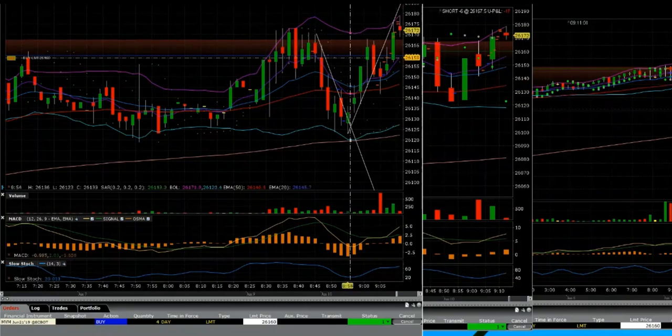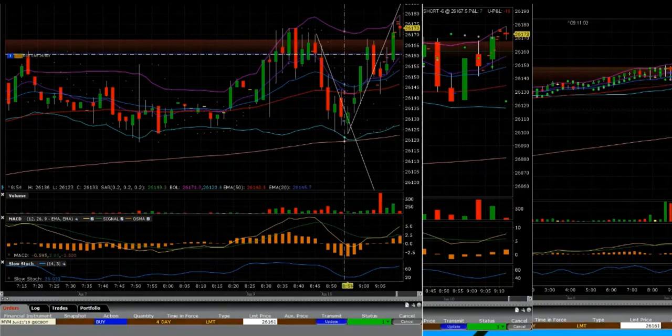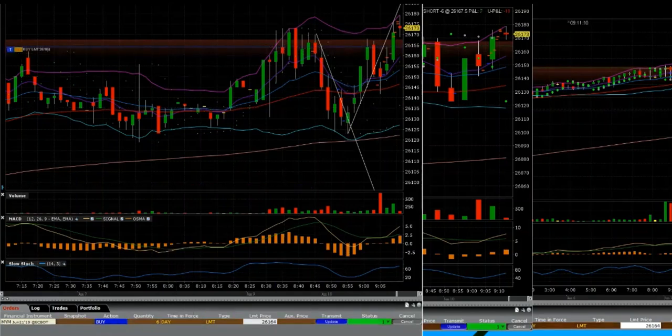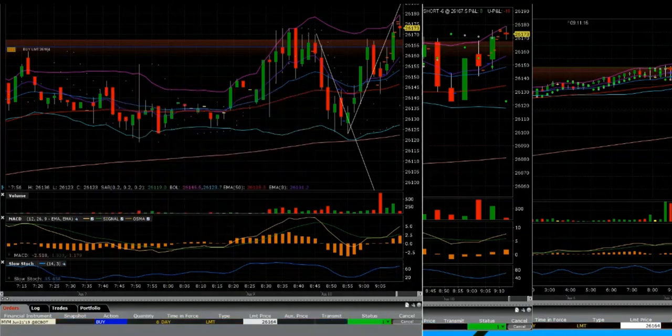But I'm going to save that for a different video. So now I need to change this to 6 if I wanted to get out of this at, say, as it comes back down to the moving average, which typically will.